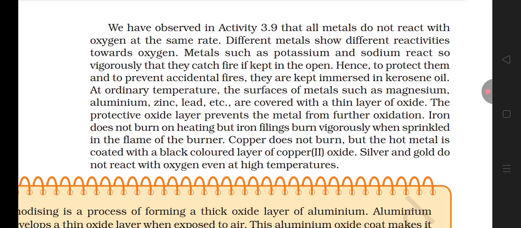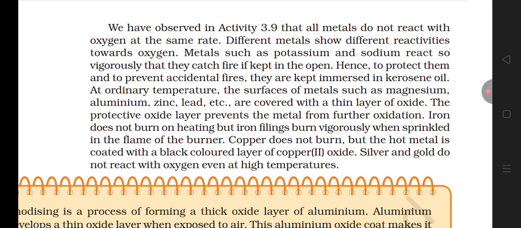Iron does not burn on heating, but iron filings. No, sorry, it is not called fillings, it is called filings. Filling means when you are filling something. Filings is the correct pronunciation. So always say iron filings. But iron filings burn vigorously when sprinkled in the flame of a burner. So why did this happen, dear student?